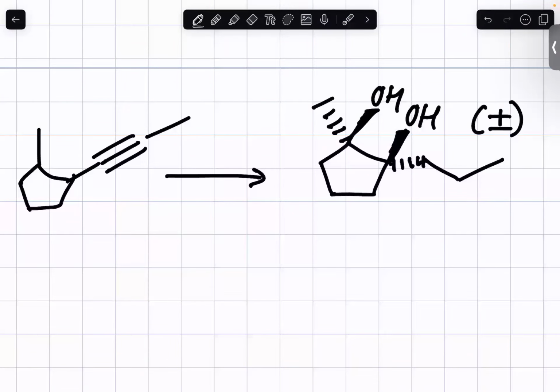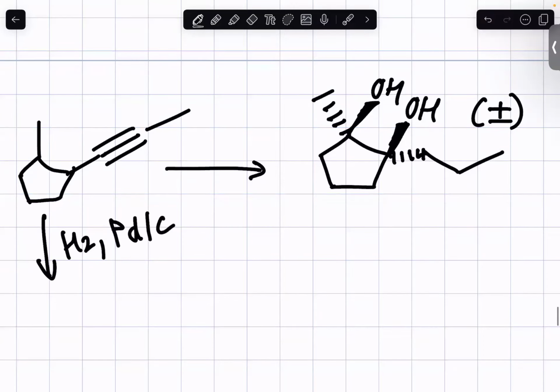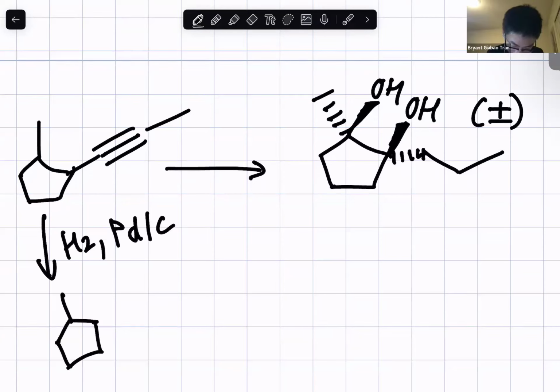I only got 2 steps. I don't know if that's right. Let me know what you got. Let's see. I used H2/Pd-C first. Okay, H2/Pd-C, and what would that create from the alkyne? Just an alkane. And then what did you do after that?